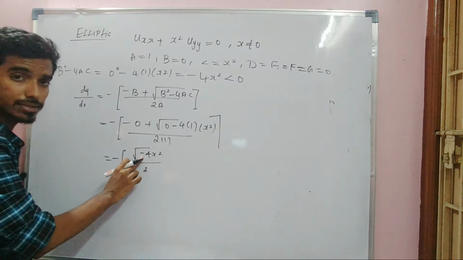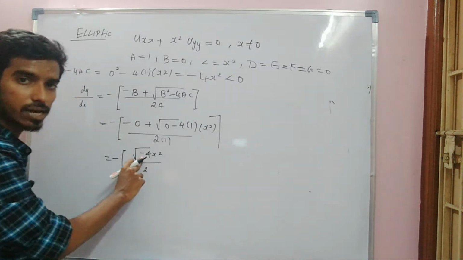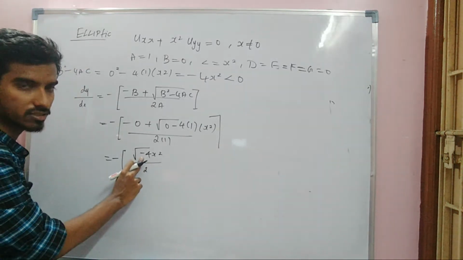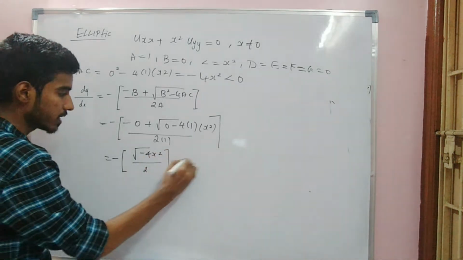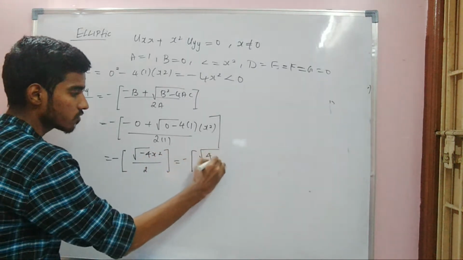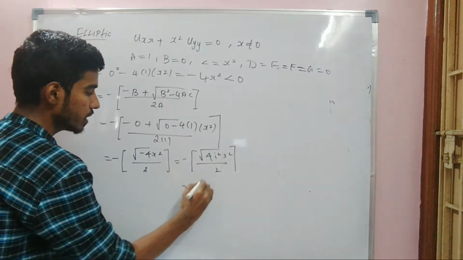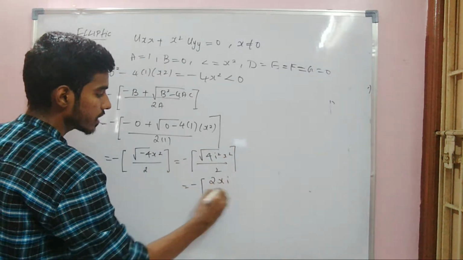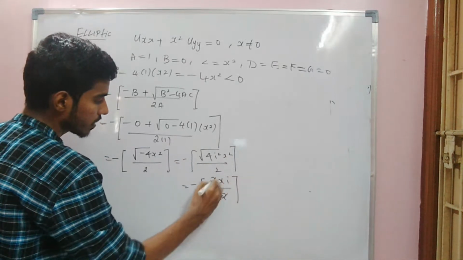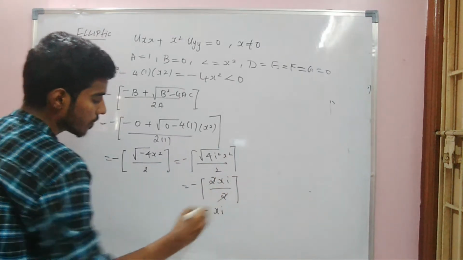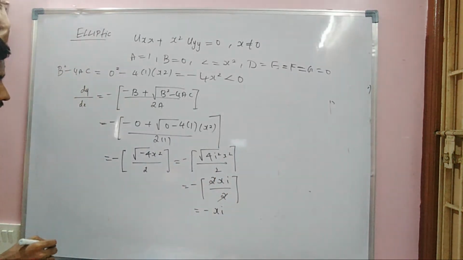So I can write this as i, right? So in elliptic we will always have an i term because b square minus 4ac is less than 0. So I can write this term as minus square root of 4i square x square divided by 2. This will be minus 2xi by 2, so this will be cancelled. So we have minus xi, right?